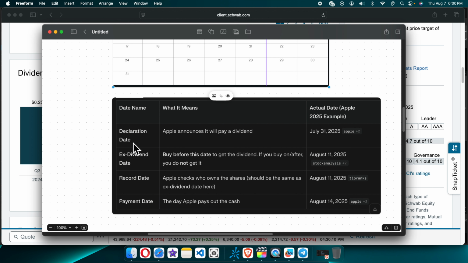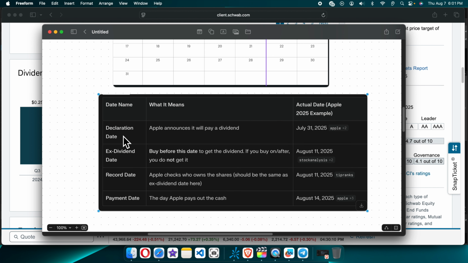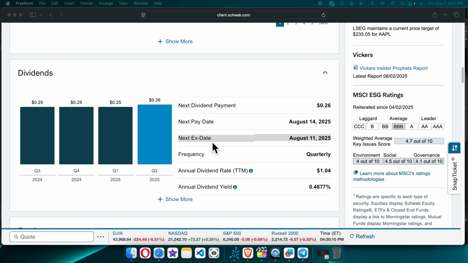So first, the declaration date. Apple announced it will pay a dividend. One more thing: I'm discussing this on Apple stock, which has its ex-dividend date 1 or 2 days later, like next week, but you can check other stocks this way and analyze those things. So on July 31st, Apple announced that they are going to pay the dividend, and they also mentioned how much and what the dividend date will be. They mentioned the ex-dividend date, right? Here we saw the ex-dividend date.